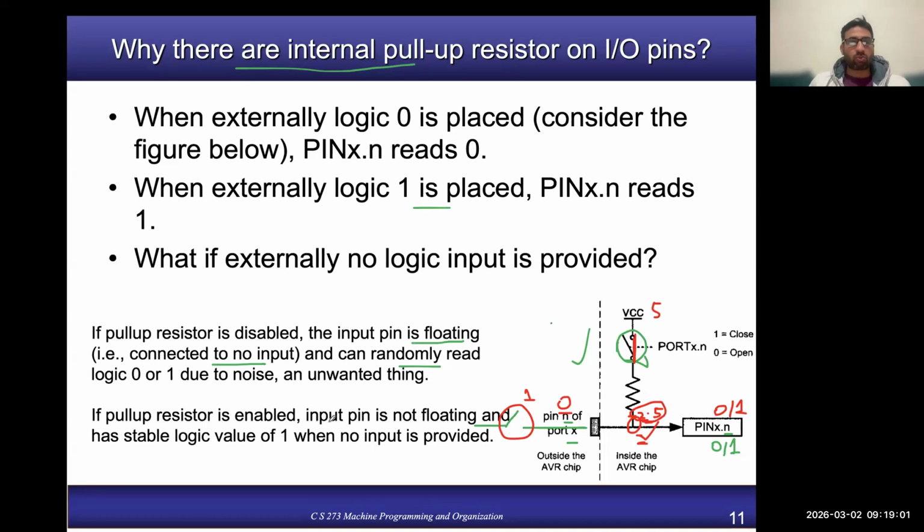Okay. So the input pin is not floating anymore, and you have a stable logic value when no input is provided. Sorry, it will be treated as a stable logic value of 1, not 0. It all depends upon how much voltage is dropped across this resistor. Let's say you have a power supply of 5 and the voltage dropped is 1 volt, and here you get 4, and anything greater than, let's say, 2.5 is treated as logic 1, then you will get 1 here. Any questions?